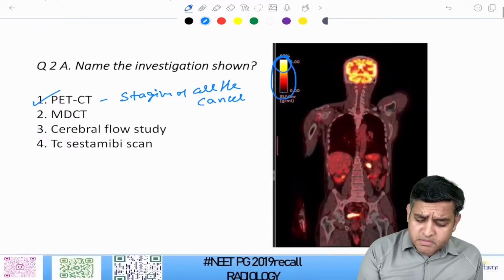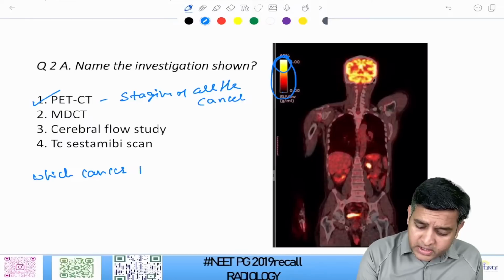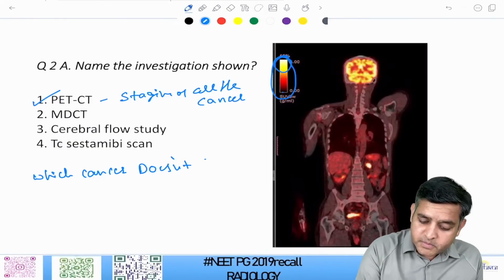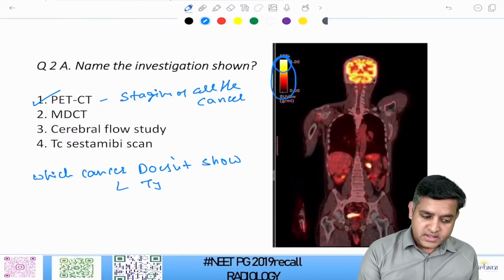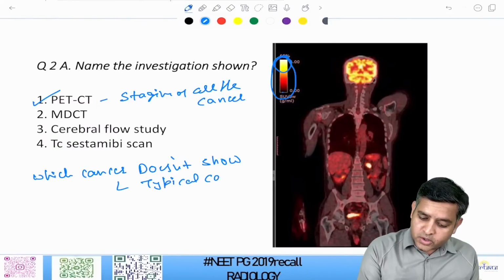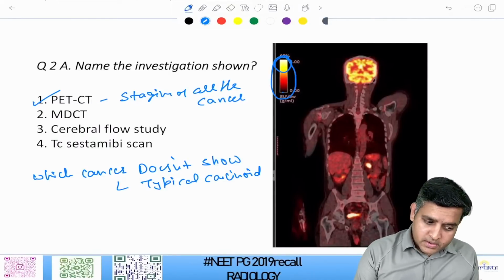Now, let's quickly revise some more questions. Anybody who can quickly tell me which cancer does not show activity on PET scan? What is the answer? Typical carcinoid, and bronchoalveolar cancer.